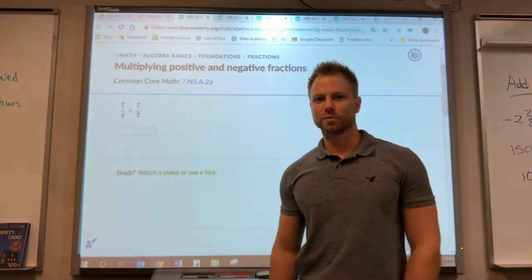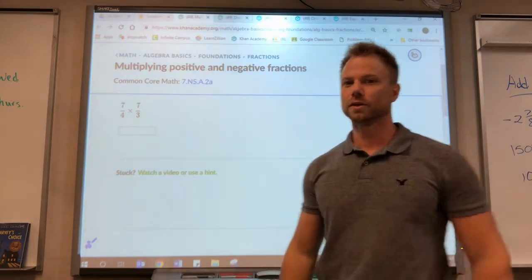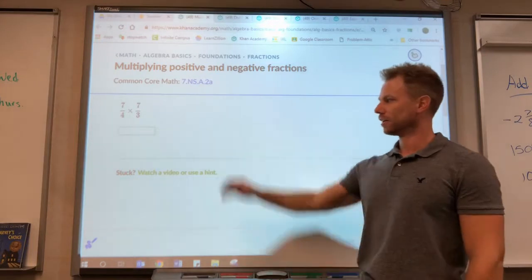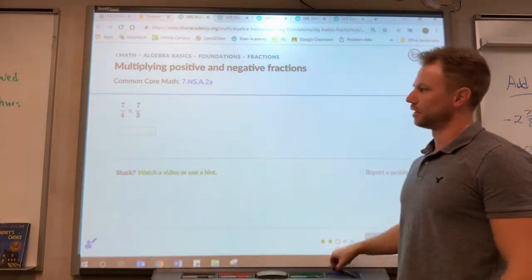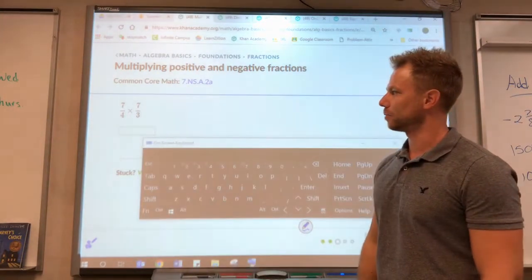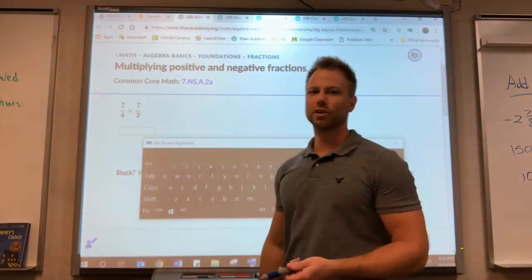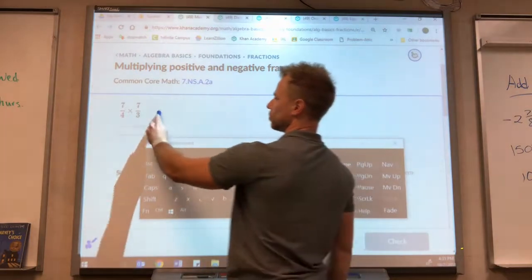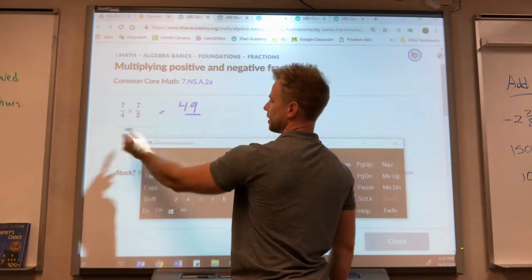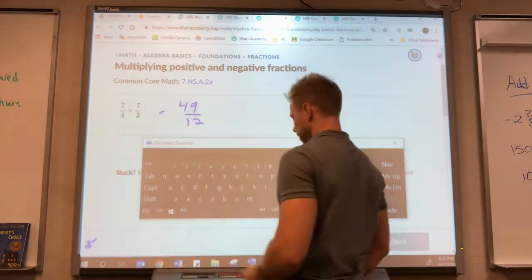7th graders, we are working on Objective 5, Part 2, continuing to work with our rules for multiplication and division. But we're working with some fractions here. Remember, when you multiply fractions, you do not need a common denominator. We should look to see if we can cross-cancel. In this case, we cannot. So we just multiply. 7 times 7 is 49. 4 times 3 is 12.